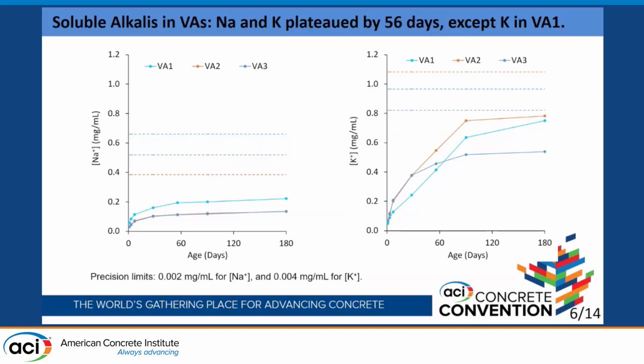For each of the SCMs, you will see one solid trend line, which is showing the soluble alkalis, and then the color-matched dashed line is showing the total sodium in the bottle, or the total sodium from the VA1. For example, this light blue color is volcanic ash.